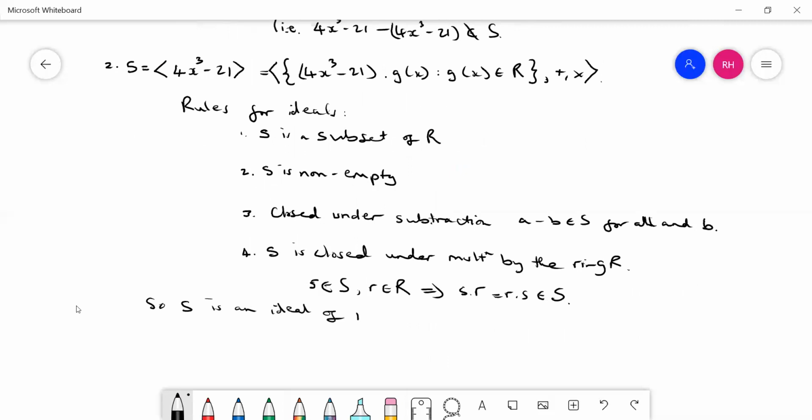Now the third thing is, I think it is acceptable to go like that, in other words, a curly bracket for an ideal, but it's better to use these sort of brackets if you want to indicate something being generated by an element or elements.